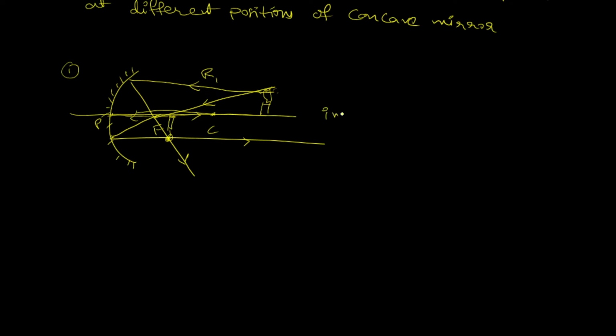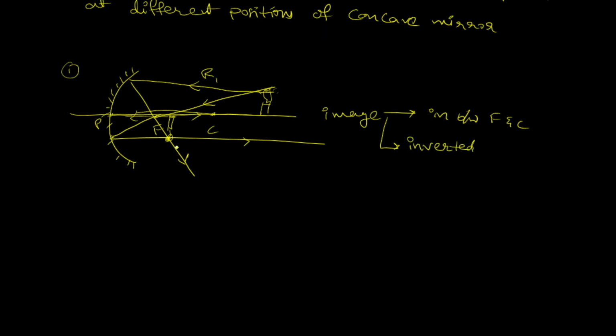Image is formed in between focus and center of curvature. When the object is placed beyond the center of curvature, the image is formed in between the focus and the center of curvature and this image is inverted.